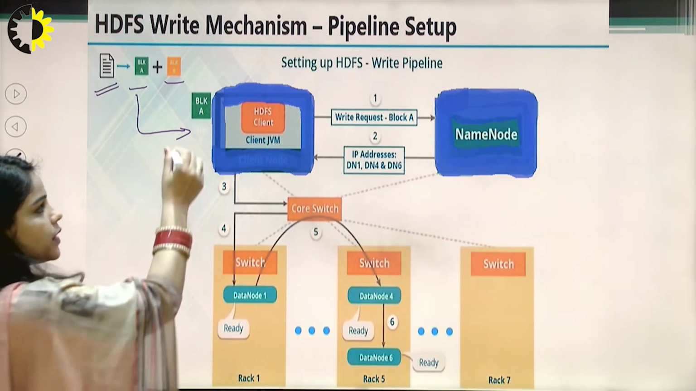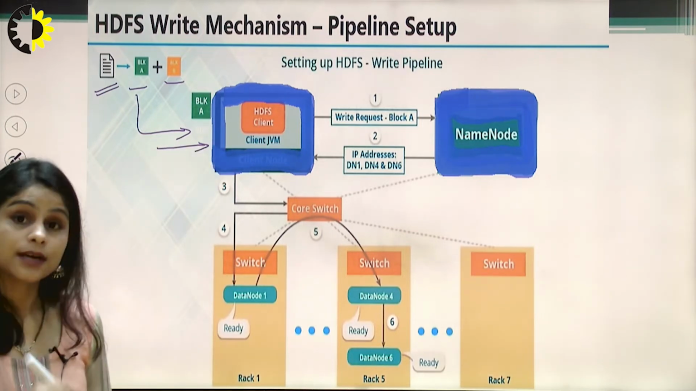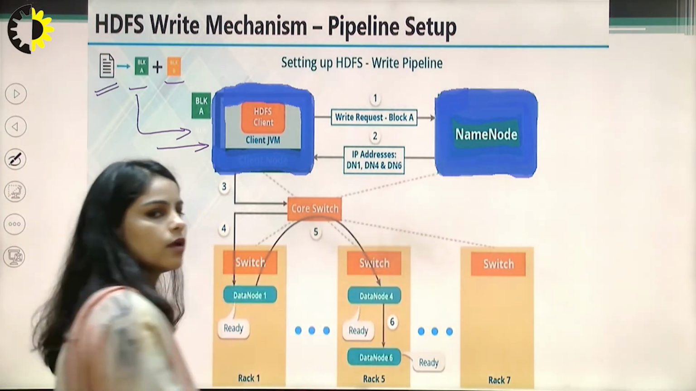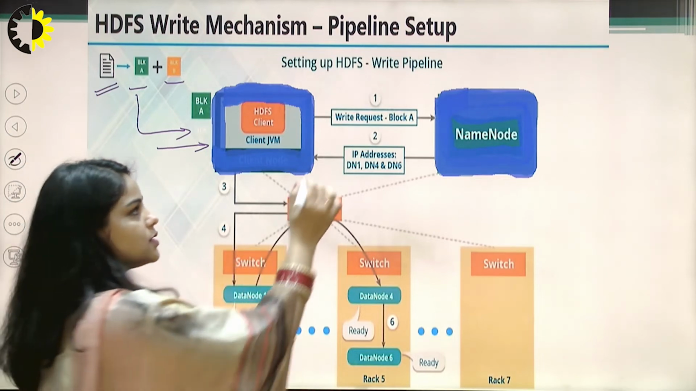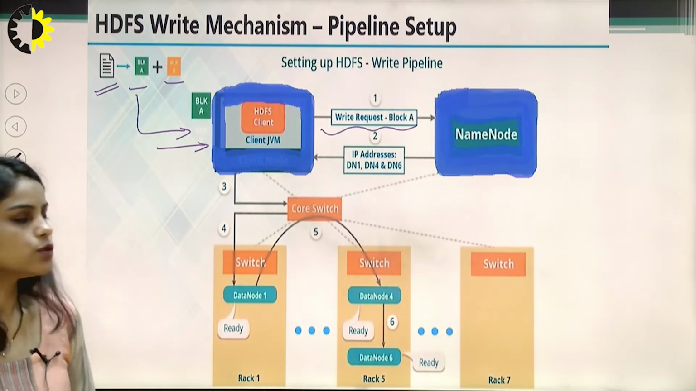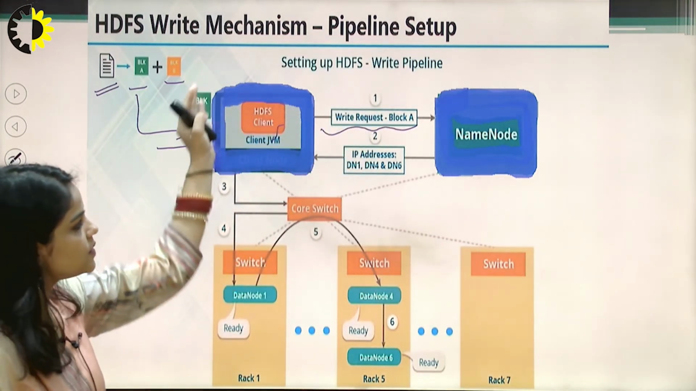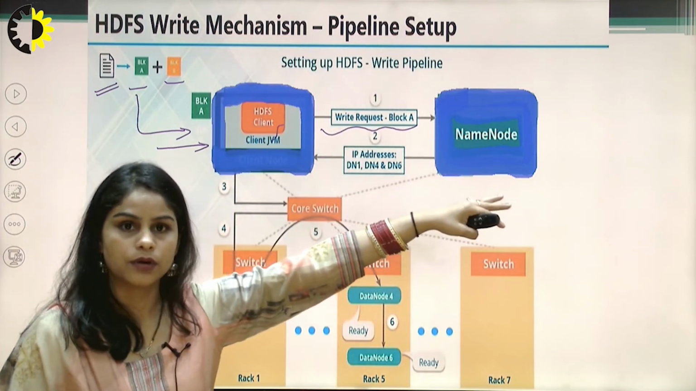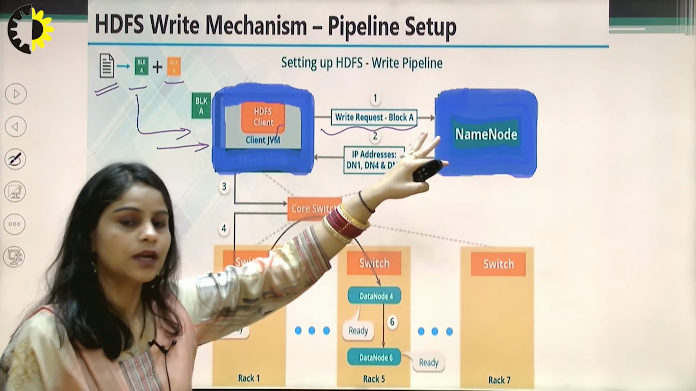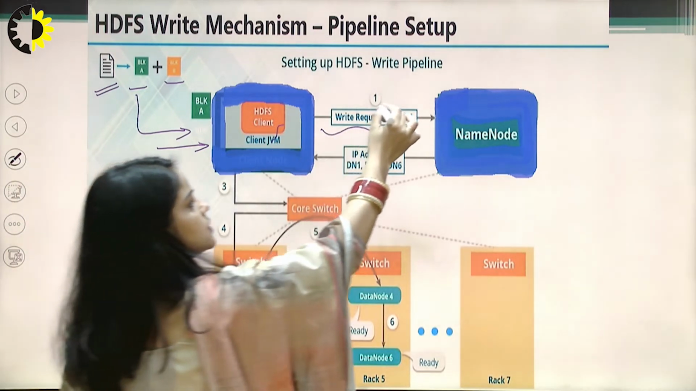Now, as soon as you get the request from the user, the HDFS client will create a request and send that request to the name node. Now, what is that request? The request is to write the data on the data nodes, right? So at the first stage, we will be generating a request and sending it to the name node. Write request of which block? Block A.